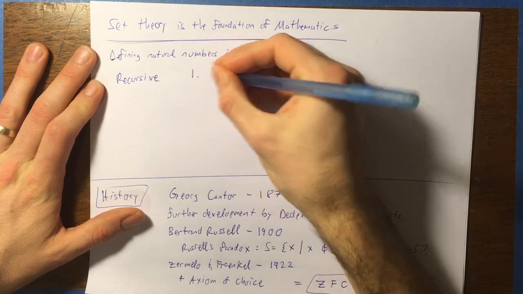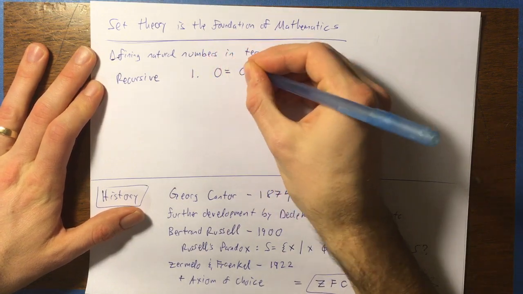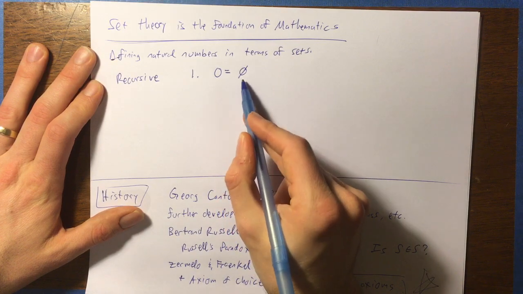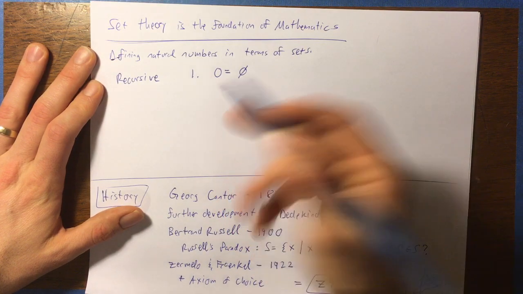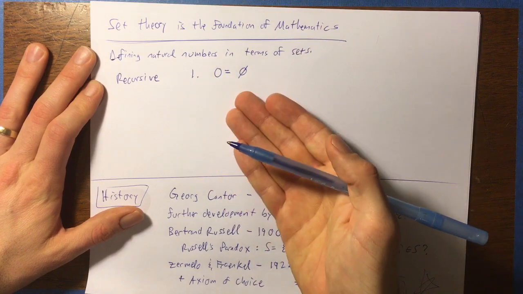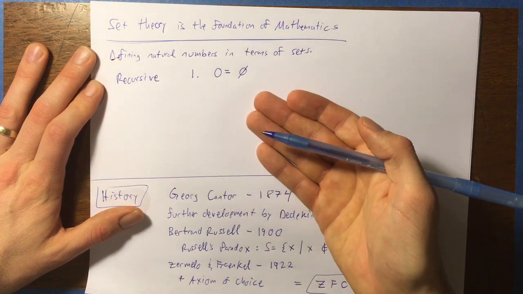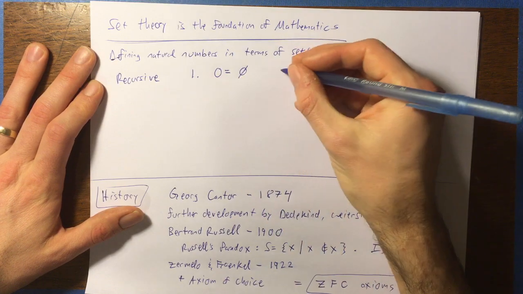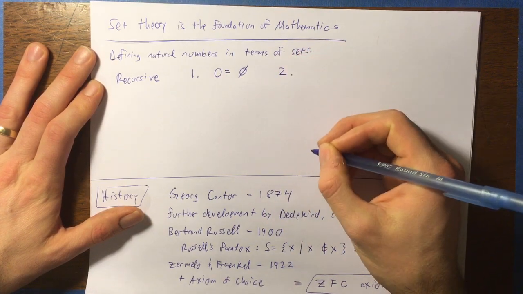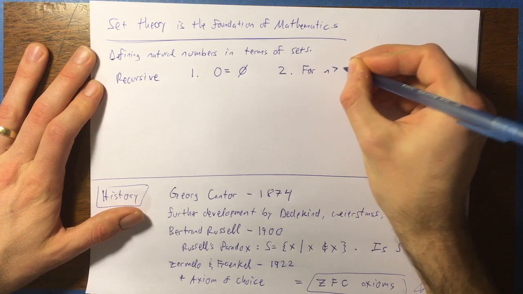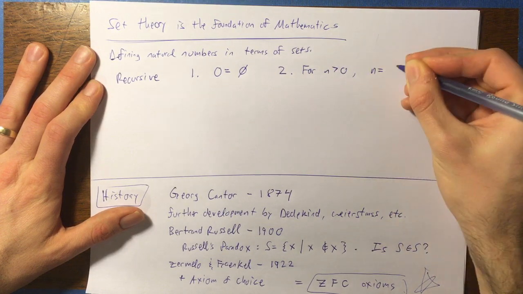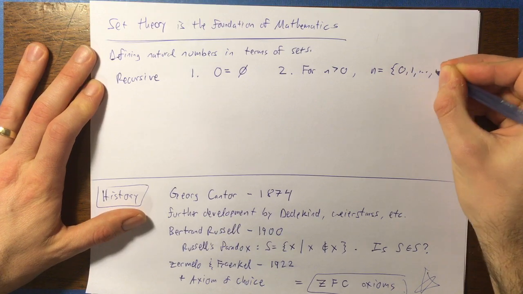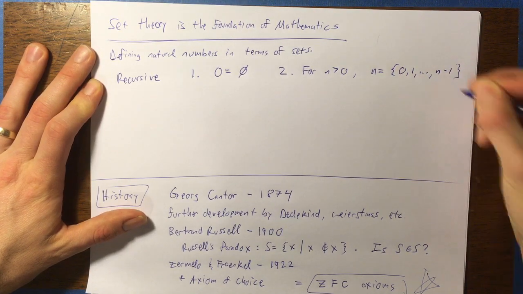The first part says, let 0 be the empty set. In this context, we're saying that 0 will be defined as the empty set. Normally, we might think of those as separate things, and for most purposes we do, but when you're strictly defining natural numbers, they're equal to each other. The second part is that for n greater than 0, we define n to be equal to the set of all natural numbers preceding n, so up to n minus 1.